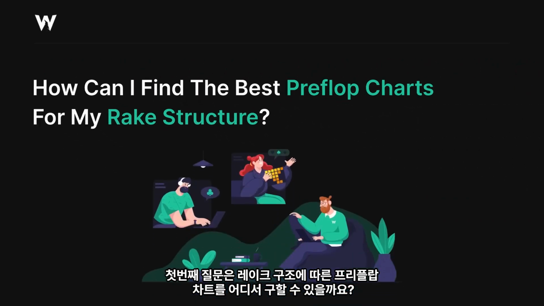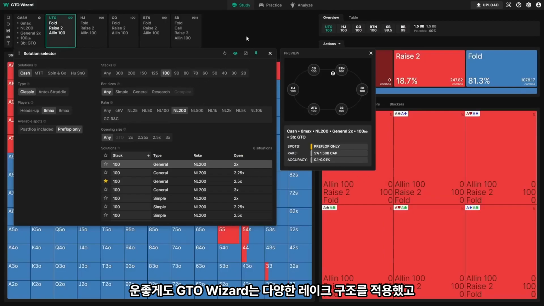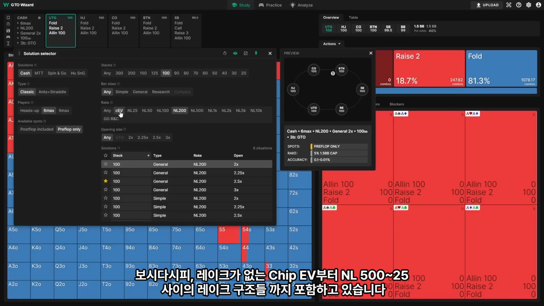The first question you should ask yourself is, how can you find the best possible pre-flop charts for your rake structure? Luckily for you, GTO Wizard has just added a ton of different rake structures. You can see we have solutions from chip EV, that's rakeless, all the way down to NL25, which is pretty high rake, and everything in between.